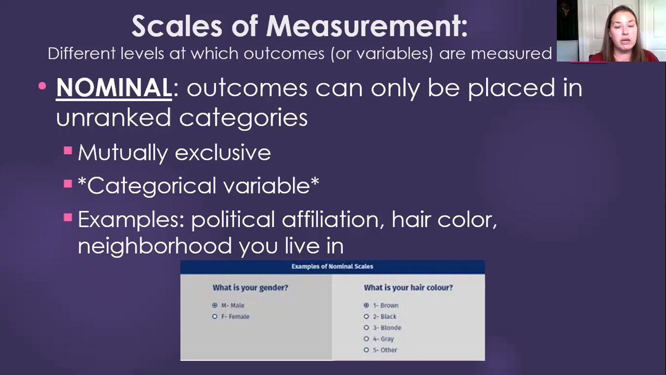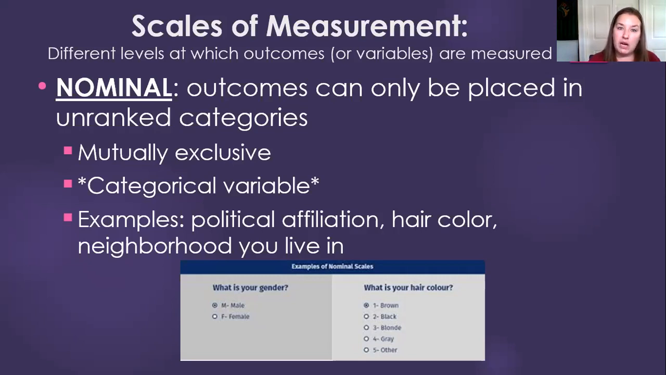Neighborhood you live in is a great example for illustrating what is meant by mutually exclusive. So if you have a survey that says, what neighborhood do you live in? It's impossible for somebody to live in both Point Breeze and Chestnut Hill. You live in one or the other, right? So mutually exclusive means that you have one category to pick. You can't pick multiple categories. Okay, so nominal level variables are mutually exclusive. Political affiliation is another example of nominal variables.